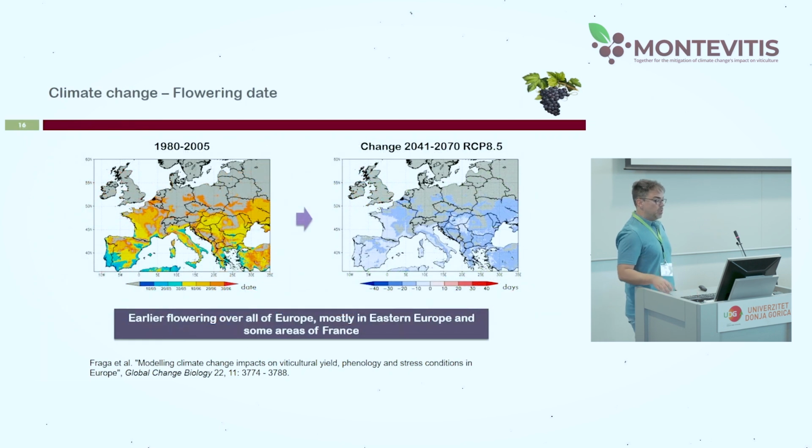So, for example, one of our results regarding the flowering date, as you can see, all the models pointed in the same result: if we are going to have higher temperatures, the plant usually achieves the phenological stages earlier. So usually earlier phenological stages are projected for the future.